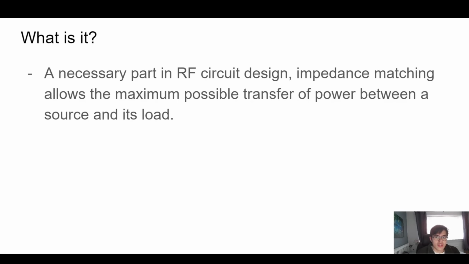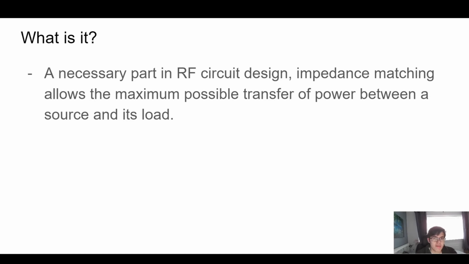A necessary part of RF circuit design, impedance matching allows the maximum possible transfer of power between a source and its load. What this means is, when you have that RF line, and this is primarily from microcontroller design that I'm going to go over, you are transferring power, as it says, from one end to your antenna. And you'll see there can be a difference in load resistance between the source and the load. Let's say, for example, your microcontroller RF portion has a 50 ohm source and your antenna has 75 ohms.